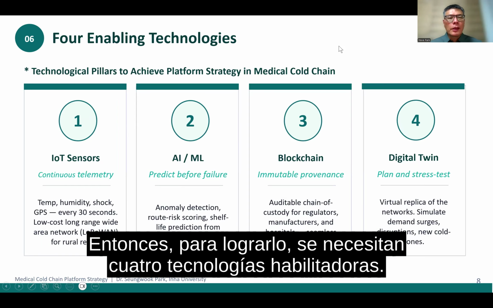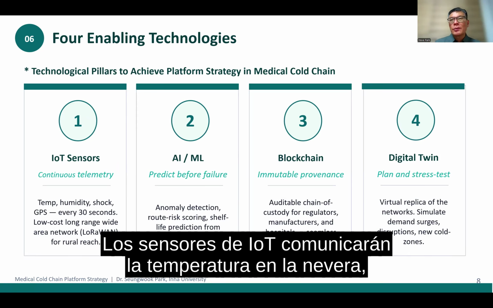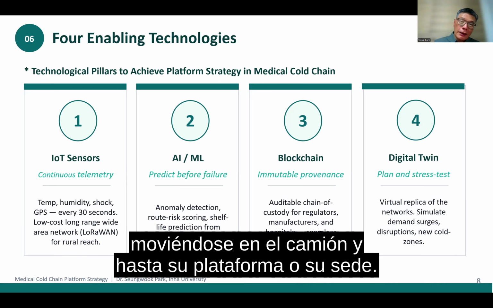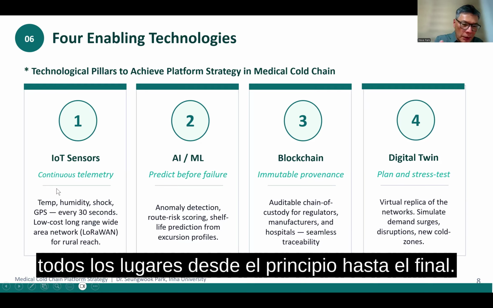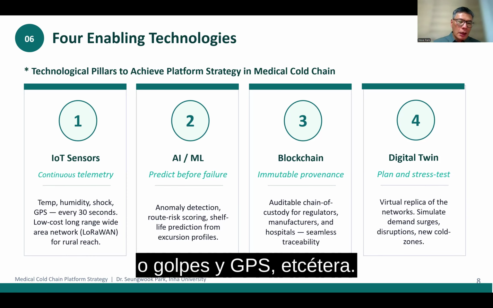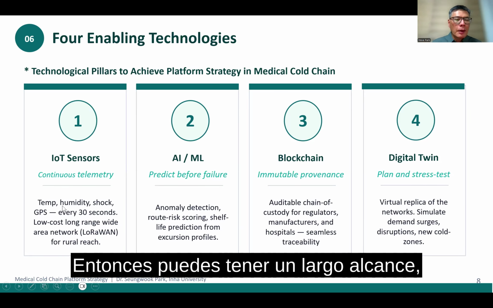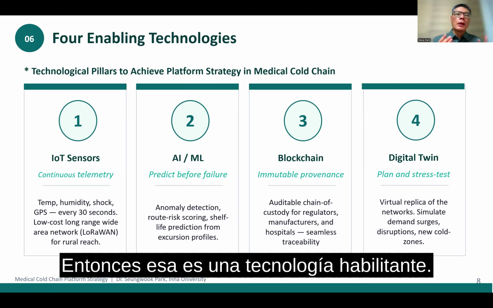So, in order to do that, you need four enabling technologies. First one is IoT sensors. IoT sensors will communicate the temperature in the icebox you're moving in the truck to your platform or your headquarters. So you can maintain a certain level of temperature in all places from beginning to end. And you can also monitor humidity, shocks, GPS, etc. So a long-range, wider-area network based IoT system is needed. That is an enabling technology.